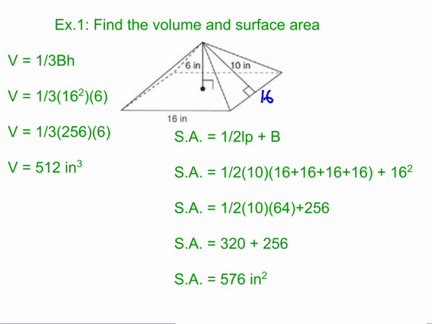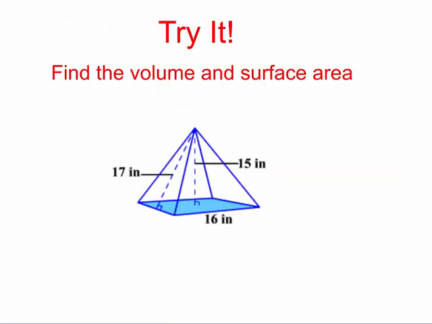Now that you've seen how to do this, your try-it problem is to find the volume and surface area of this pyramid shown. I'll give you a little help by telling you that 15 is your H, 16 is going to be the side of the base, and 17 is your slant height, L. So you need to find the volume and surface area of this shape.